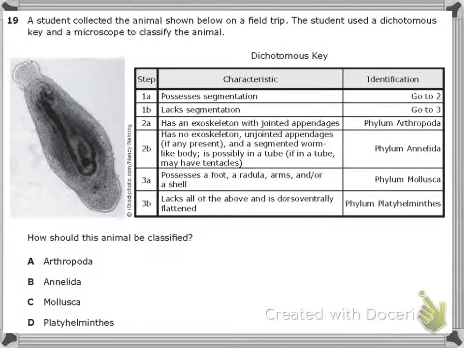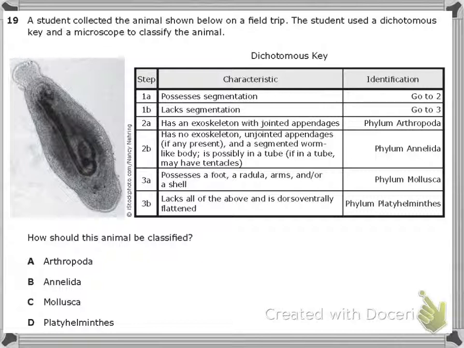Alright, we're going to go over question number 19. If you want to read through that before we get started, go ahead and pause. Otherwise, let's get rocking and rolling. Alright, so question number 19 states this: A student collected the animals shown below on a field trip. The student used a dichotomous key and a microscope to classify the animal. So how should this animal be classified is the main thing we're looking for.